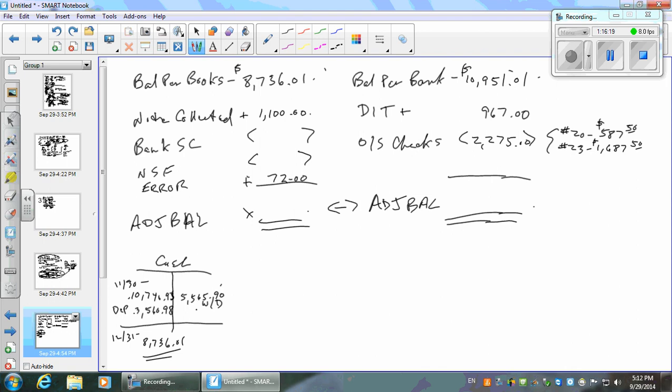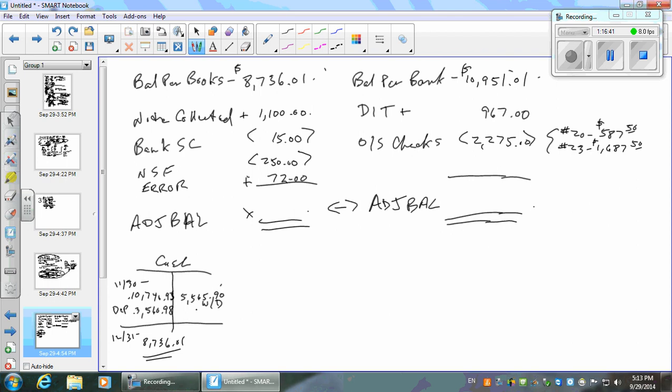Okay. All right, what do we have left that we haven't done anything with? The NSF check, right? It's 250 coming out. Okay. The bank put it in our account. We put it in our account. They took it back out. We haven't taken it out yet. Okay? We need to take it out. How about the $15 service charge? The bank took it out. They charged it to us. We don't know about it yet, so we need to record it.